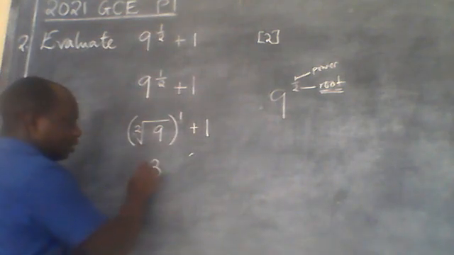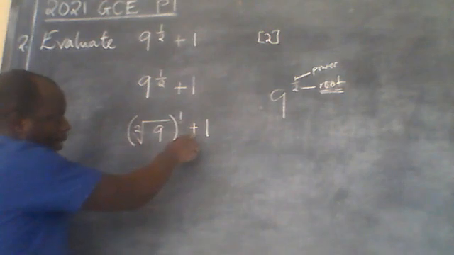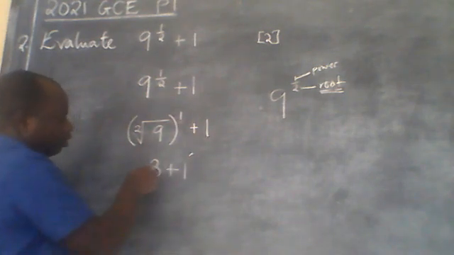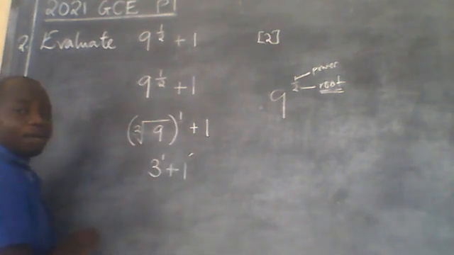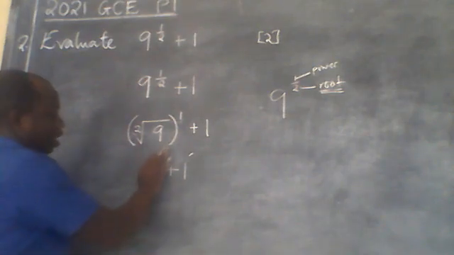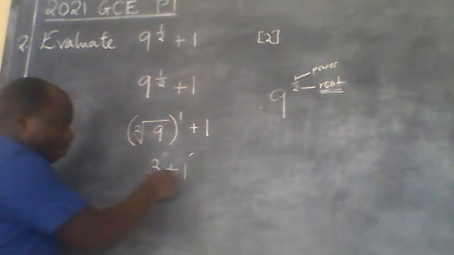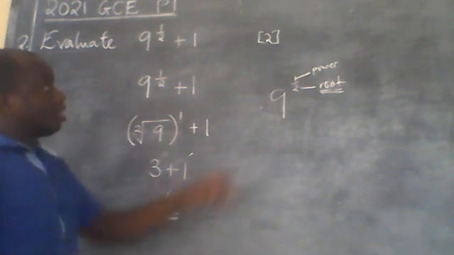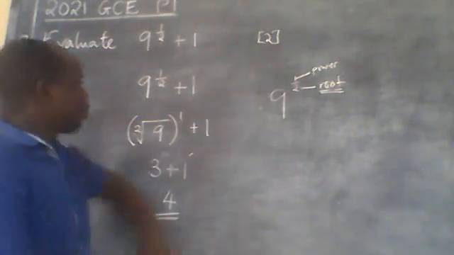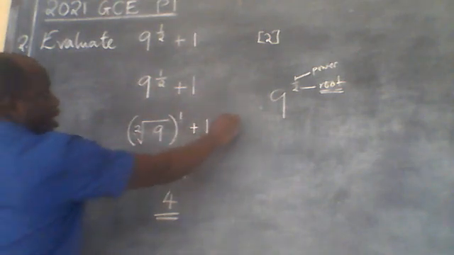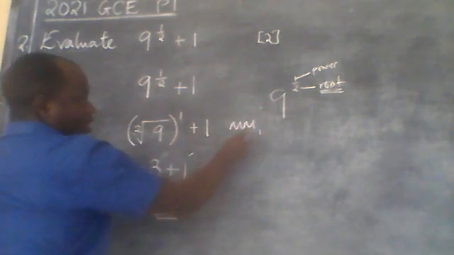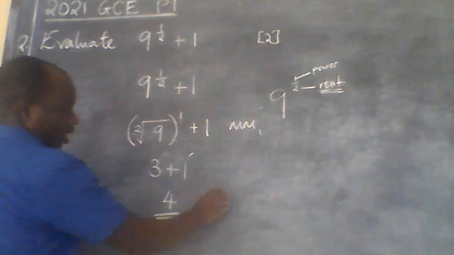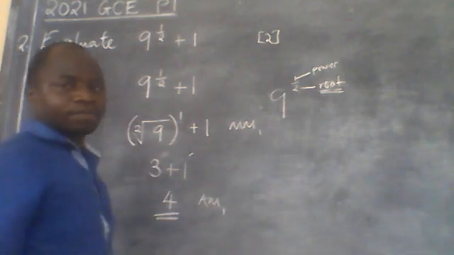The answer is 3 plus 1. Even if I say 3 to the power 1, it's still 3, right? That's why I'm avoiding that. Then 3 plus 1 gives us 4. Underline it. The distribution of these 2 marks will be at this stage here. You'll be granted a mark, a method mark. And this one, you see that.